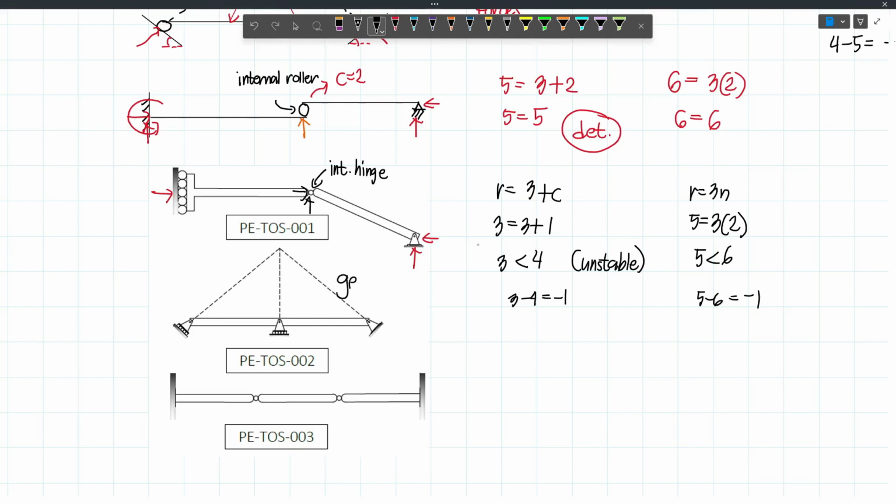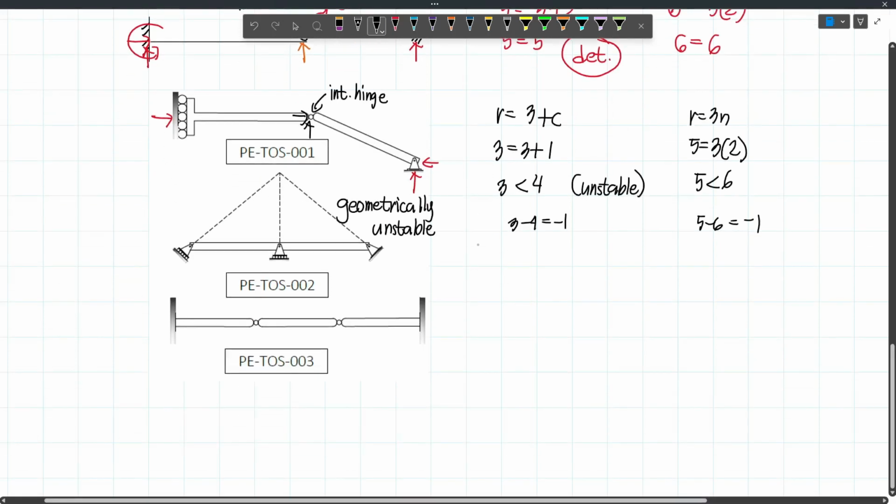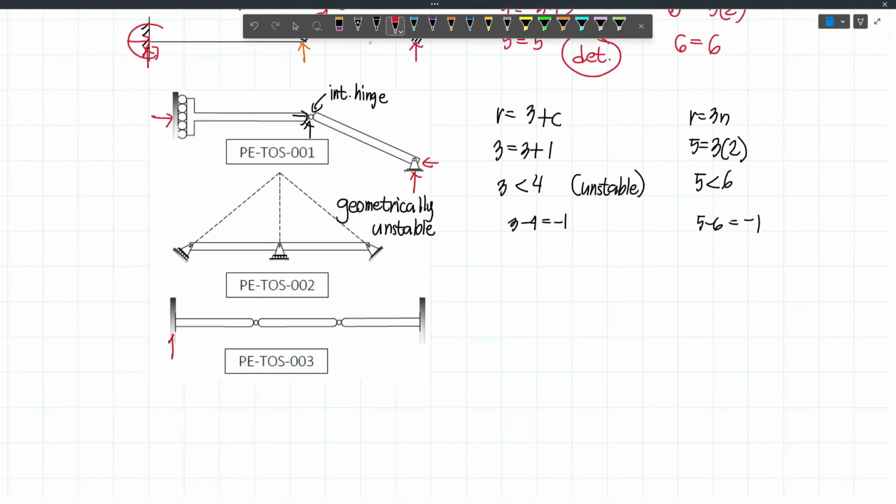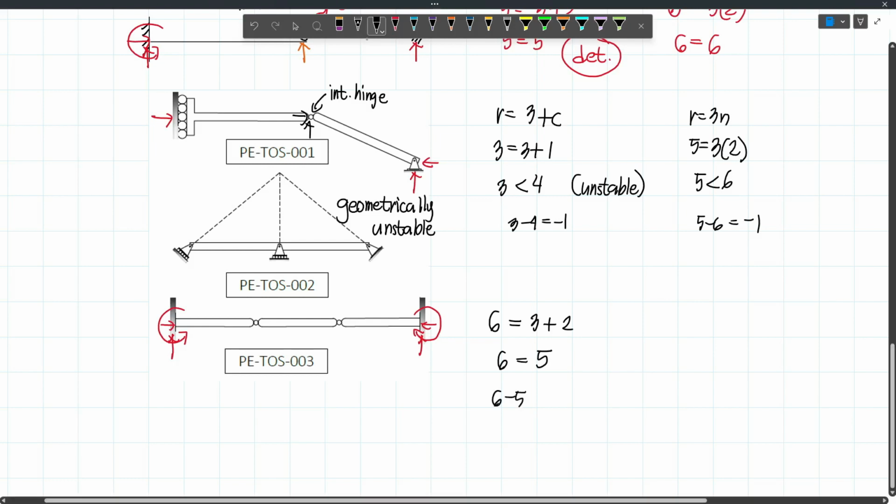So this one is geometrically unstable. And then if we fix it at the last, it has three reactions. Applying R equals 3 plus C, our total external reactions become 6, three each for the fixed supports. So equals 3 plus our C, since there are two internal hinges, plus 2. And so 6 is equal to 5. But again, it is indeterminate because 6 minus 5 is equal to 1. That is the degree of indeterminacy.